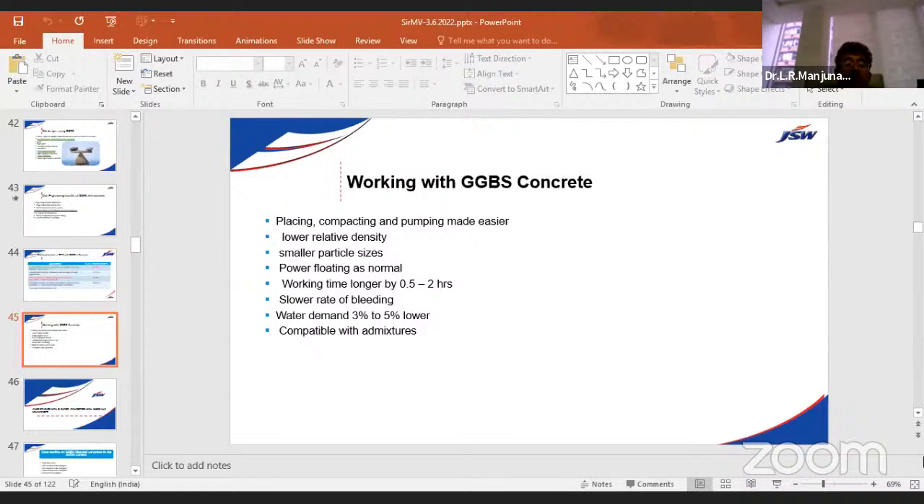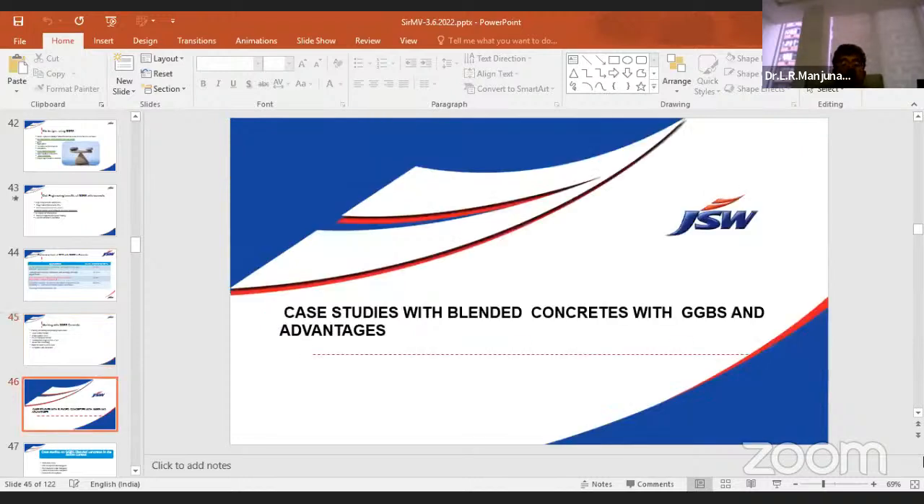Slow rate of bleeding, water demand 3 to 5%, compatible with admixtures. So it's compatible with all the admixtures.